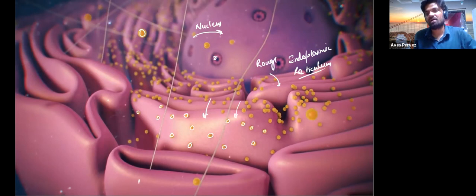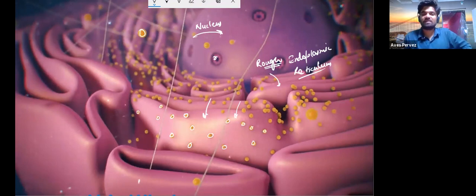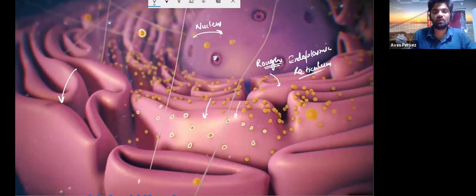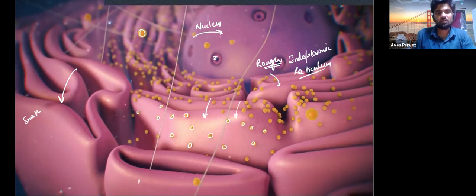RER, rough endoplasmic reticulum. And the place where the ribosomes are not stuck, we call it smooth endoplasmic reticulum. Got it?